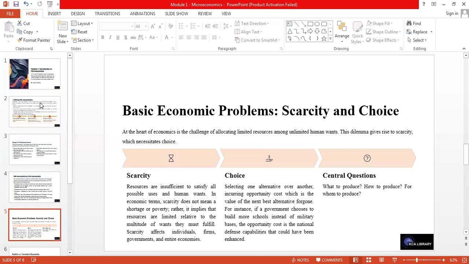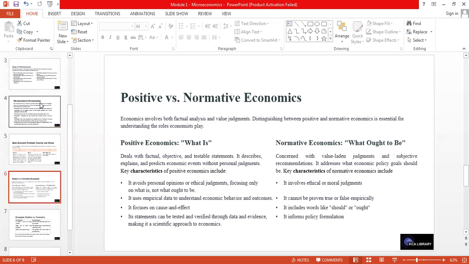And in solving these economic problems, we have to answer some questions. These central questions are what to produce, how to produce, and for whom to produce. These are very, very important questions that we need to look into when we talk about solving the economic problems that we have in economics.